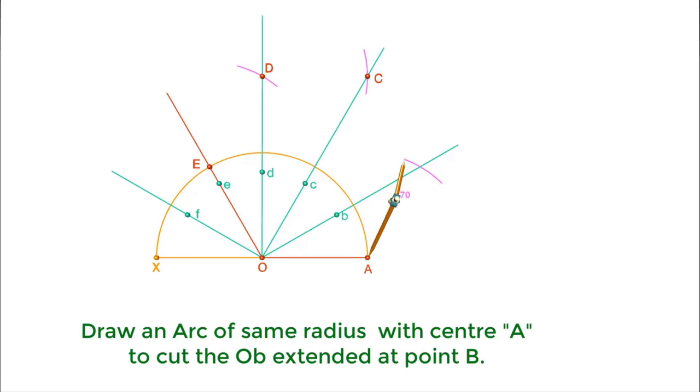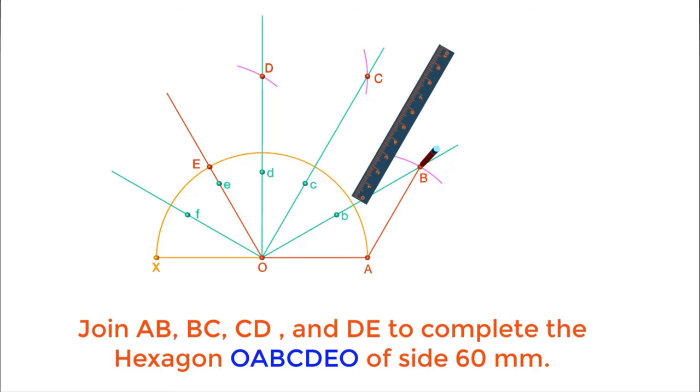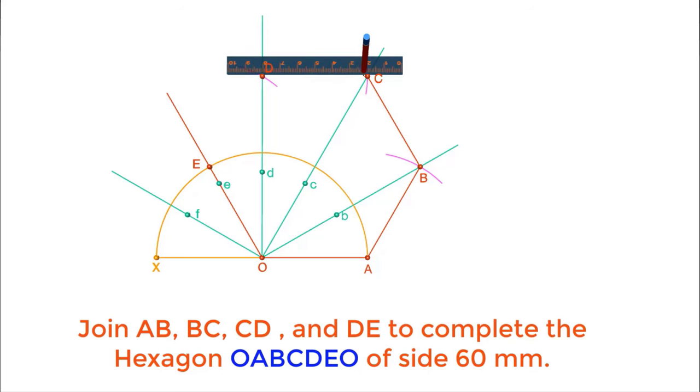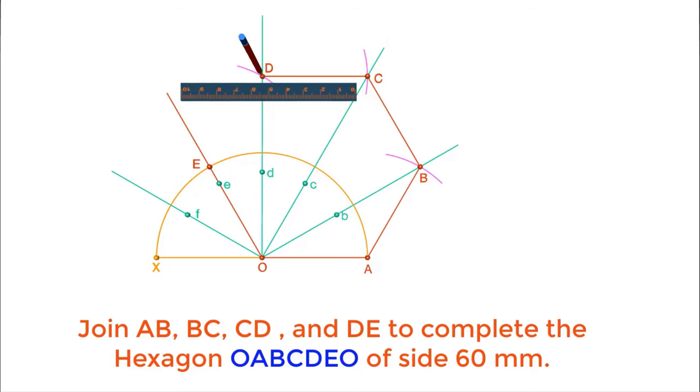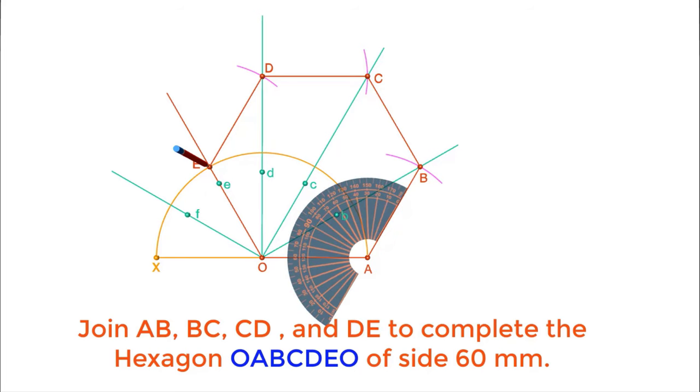We can take C as the center or A as the center. In both the cases, we'll get a point B. Now we join points A, B. This is one of the sides of the regular hexagon. Join BC, another side of the hexagon. Then CD, another side. And DE is the closing side of the hexagon. And this completes the hexagon OA, AB, CD, EO.